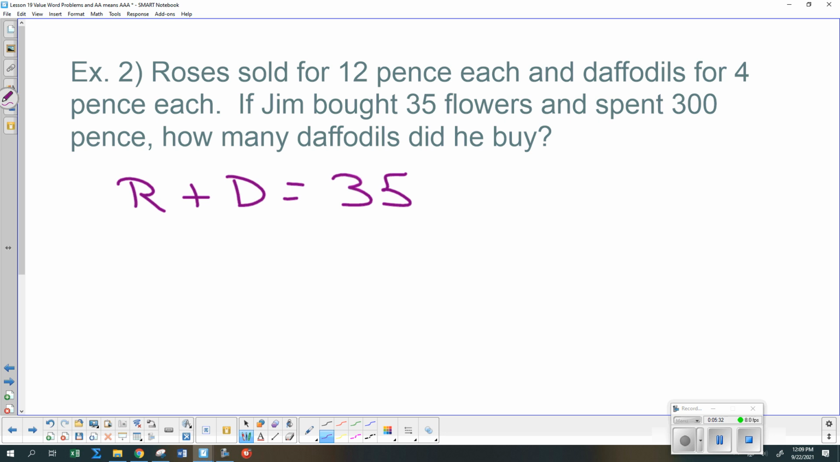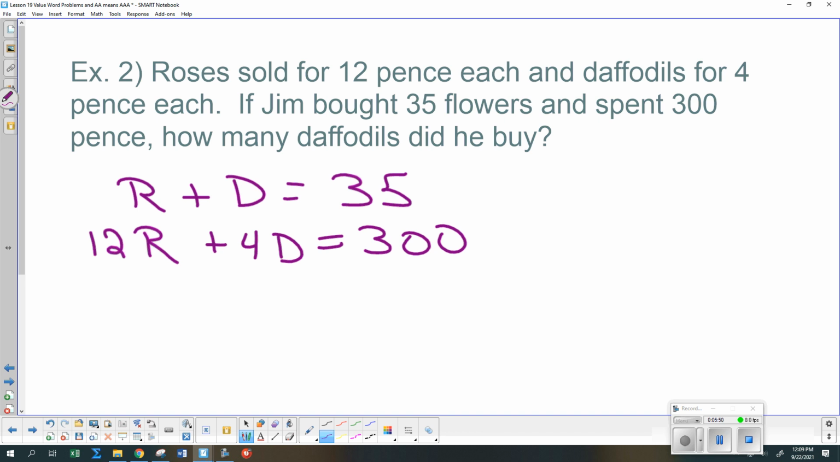1 rose is 12, 2 is 12 times 2. We don't know how many, so 12 times however many we have. Daffodils are 4 each, so that's 4D. And then 300 pence altogether.